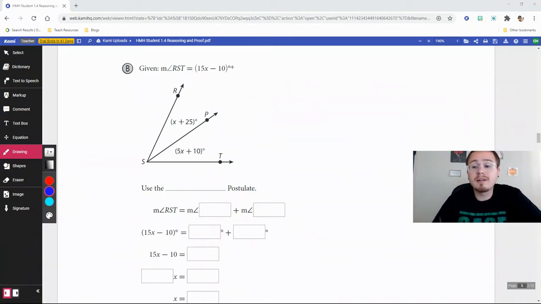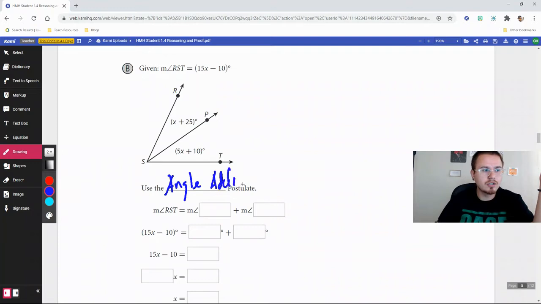So we're talking about degrees because that's how we measure angles. So you take a look. We're going to use what postulate? So we know that there's a postulate, and it's the angle addition. We talked about this before. Angle addition. All right. The measure of RST is equal to what?